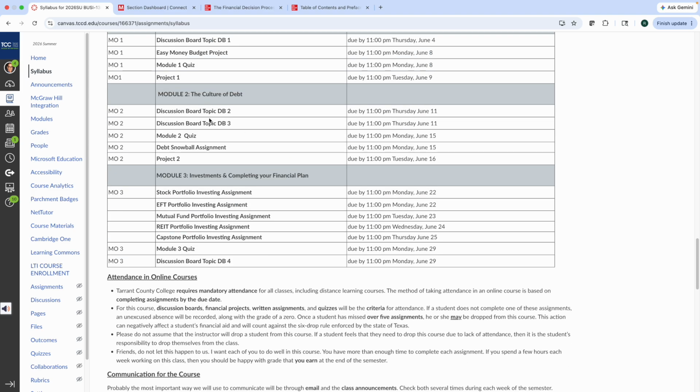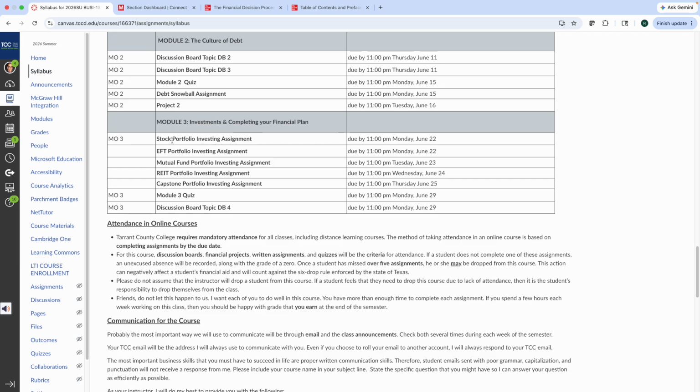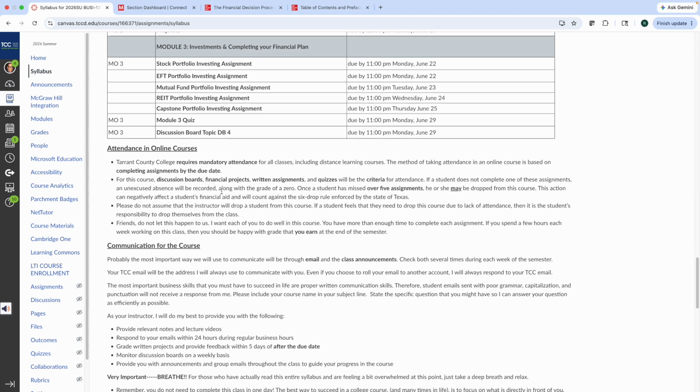We go right into module 2. Again, the culture of debt. We have a couple of discussion boards, the quiz, debt snowball, project 2. And on 3, this is our investing portfolios that we are going to create. So we'll have a much better idea of the world of investing when you leave this class. When someone says, hey, show me an emerging technology exchange traded fund that you could put into a Roth IRA, you're going to be telling people about that, and you're going to be telling people how to do it. That's what I hope.